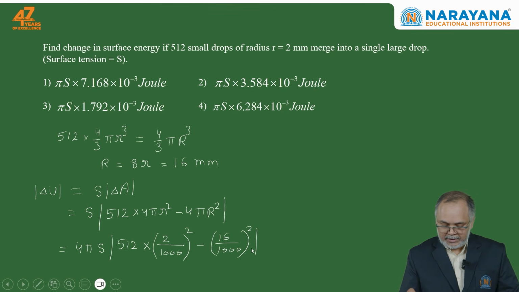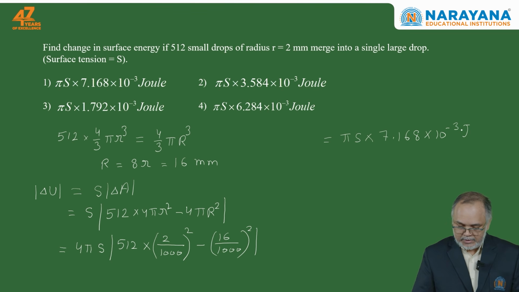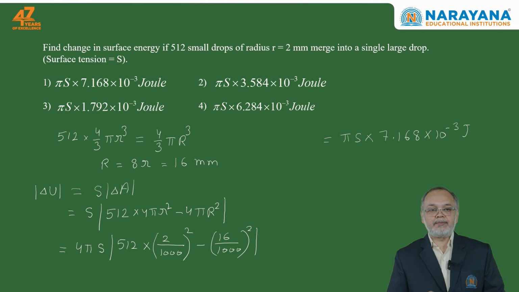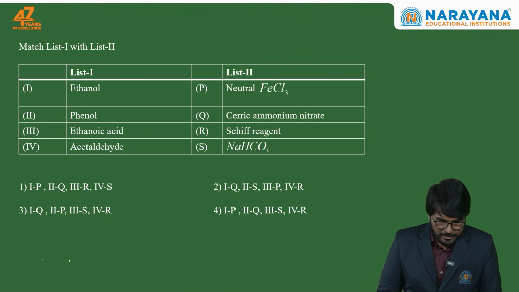So if you solve this one, this value comes out equal to pi s into 7.168 into 10 power minus 3 joules. So this is the answer for this particular problem. Yeah, here is your another question.